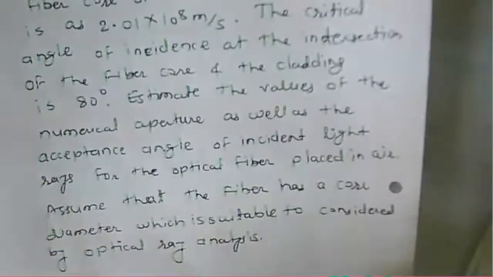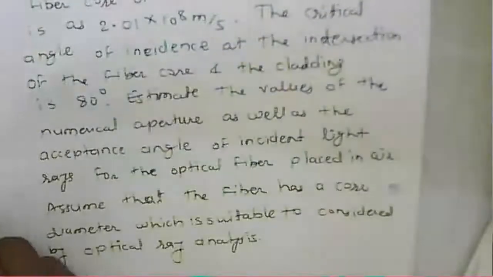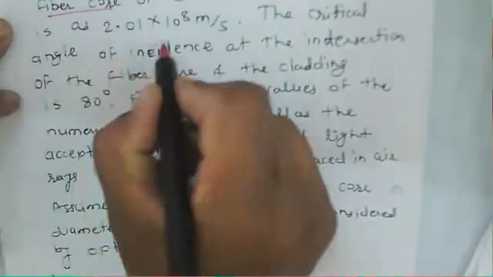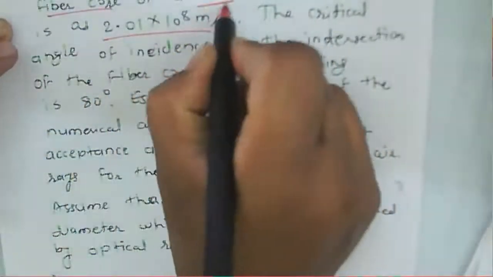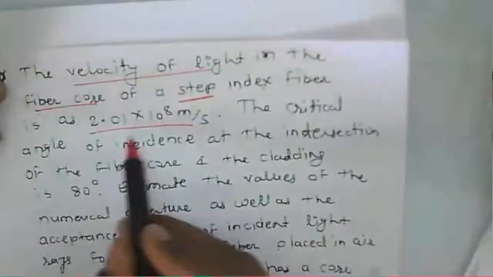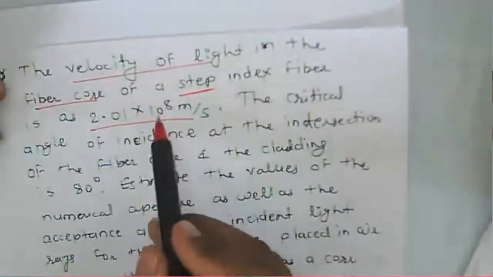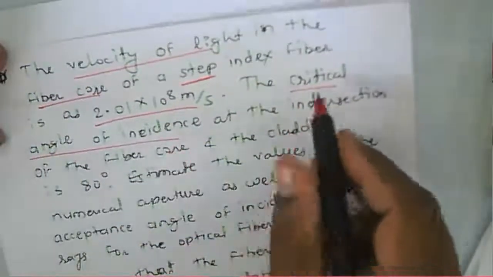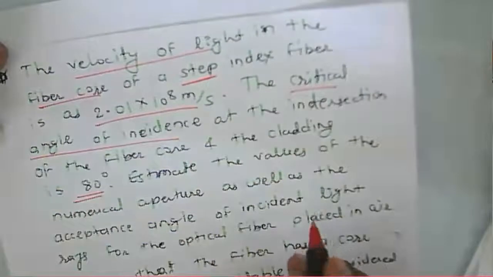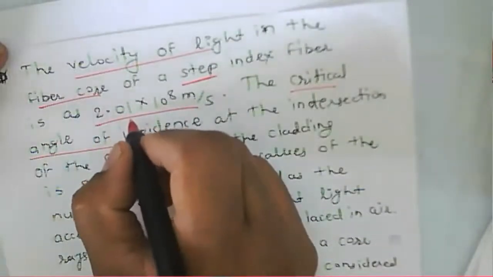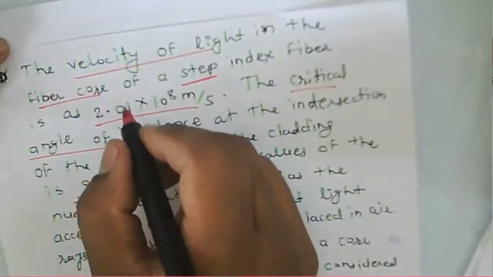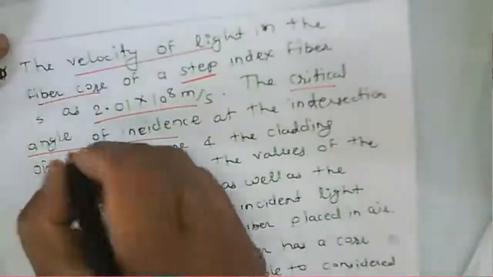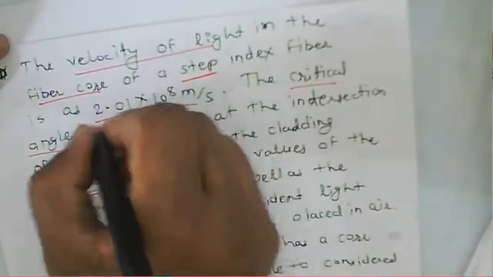If you see here, the value is given for the velocity of light in the fiber core. Which fiber? That is a step index fiber. The velocity of light in the fiber core of a step index fiber is given, and the critical angle of incidence of the core and cladding is given. So here the velocity is given. Which velocity is here?